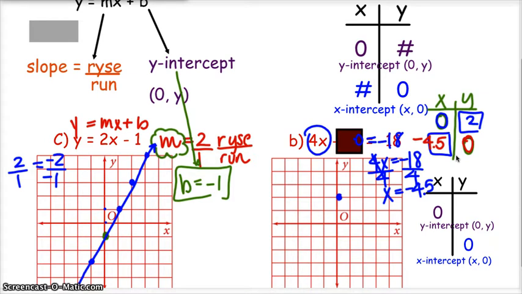1, 2, 3, 4.5. Didn't go up any. We know from geometry that between any 2 points there is exactly 1 line. So by finding these 2 special points, we were able to graph without needing slope-intercept form.